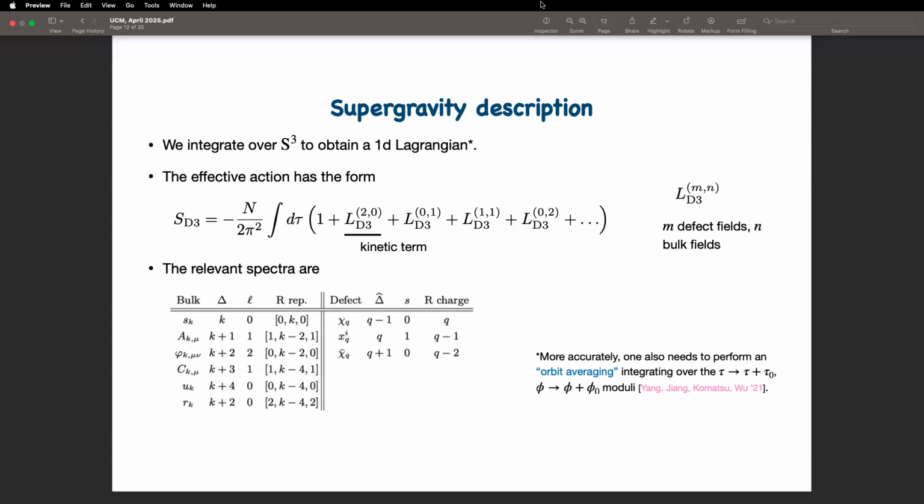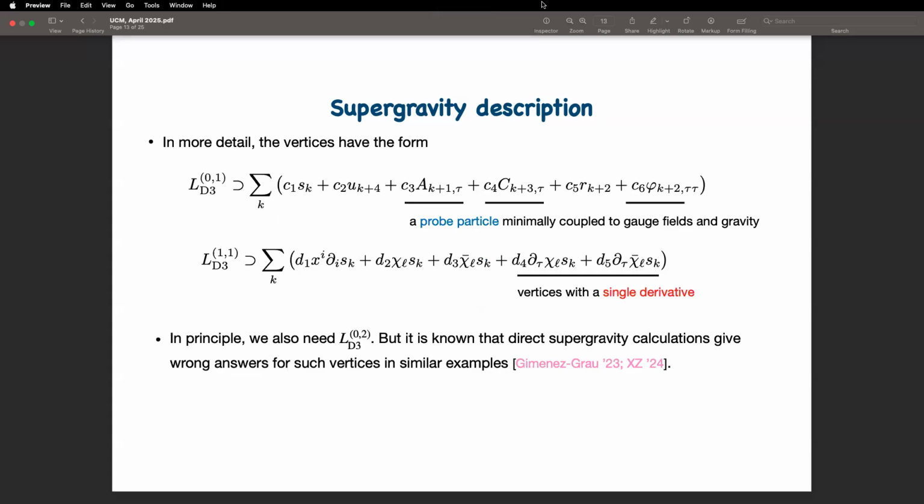Now, we can also consider other terms, for example, 0, 1, that corresponds to one bulk field and a single defect field. So this is sort of a tadpole vertex of a bulk field ending on the defect. And 1, 1 describes the interaction of a defect field with a bulk field. And finally, we have 0, 2, which is just the direct interaction of 2 bulk fields.